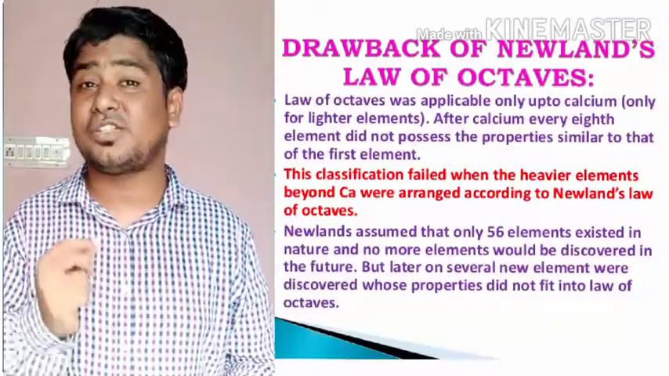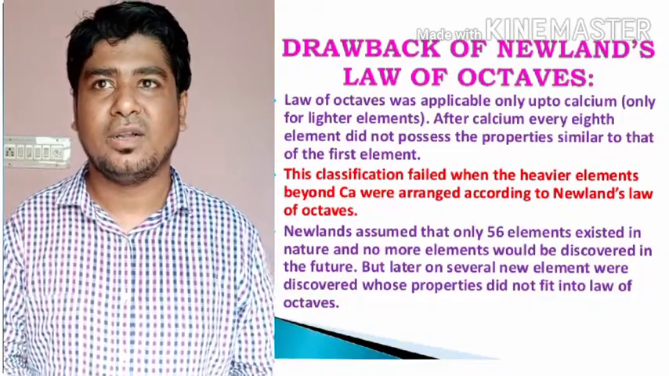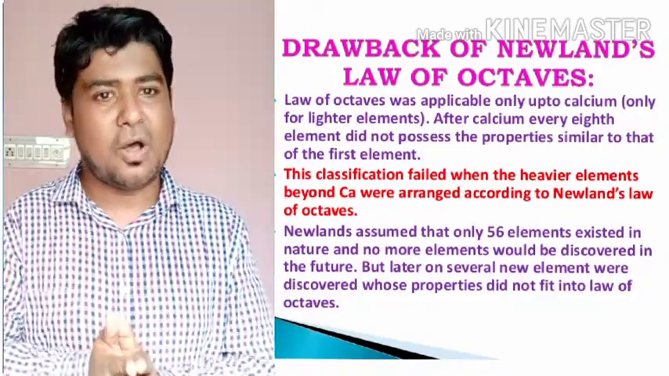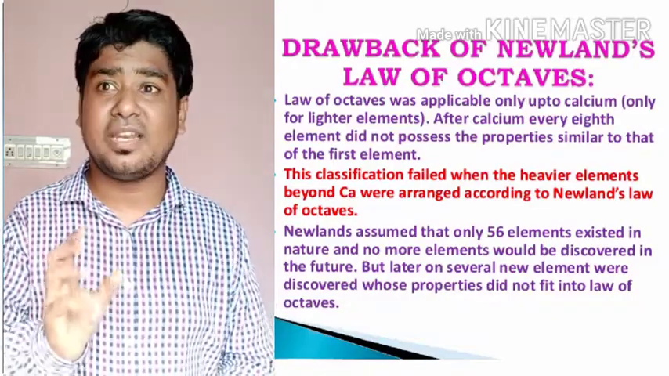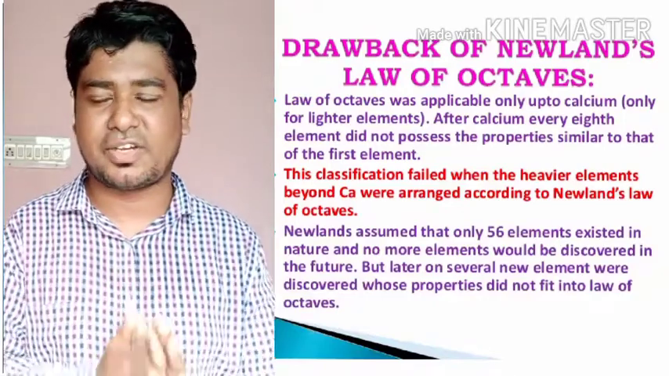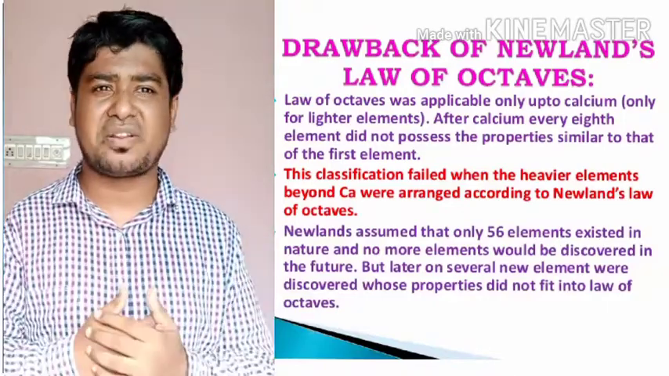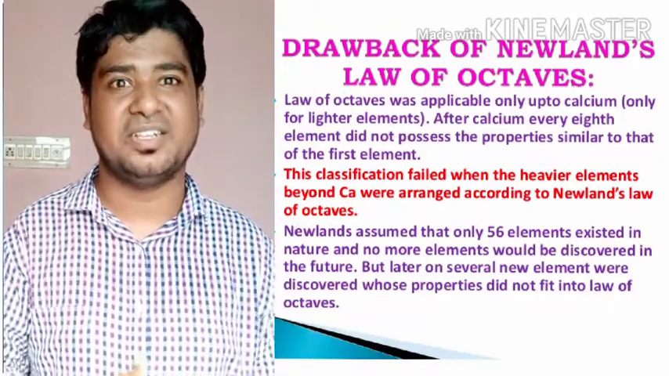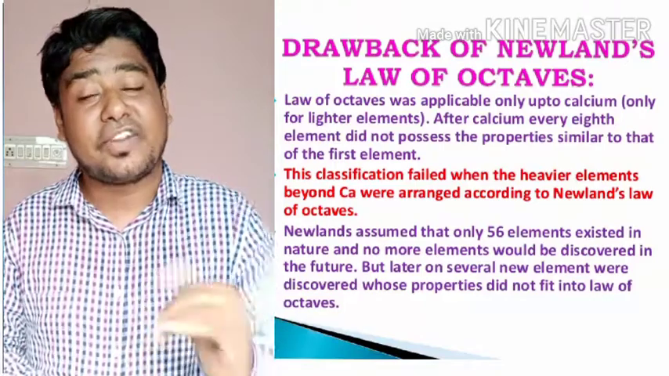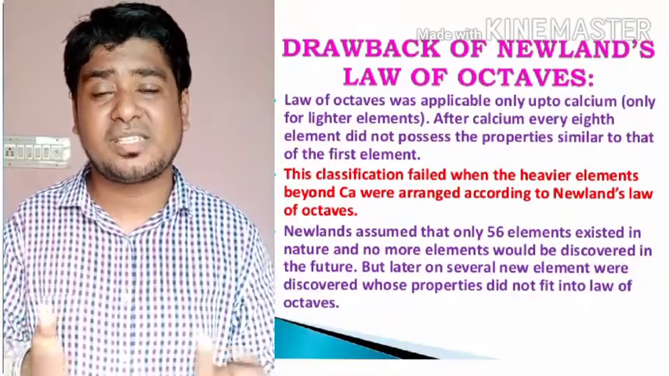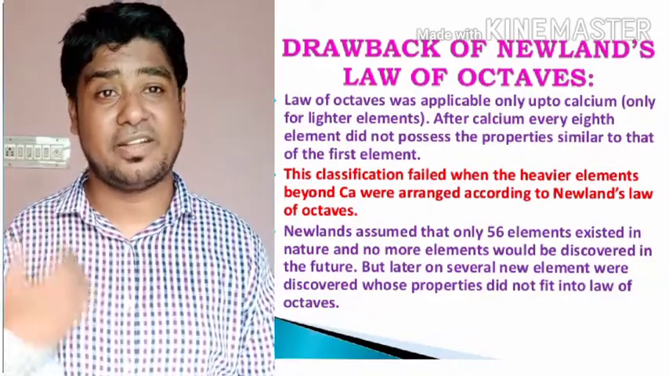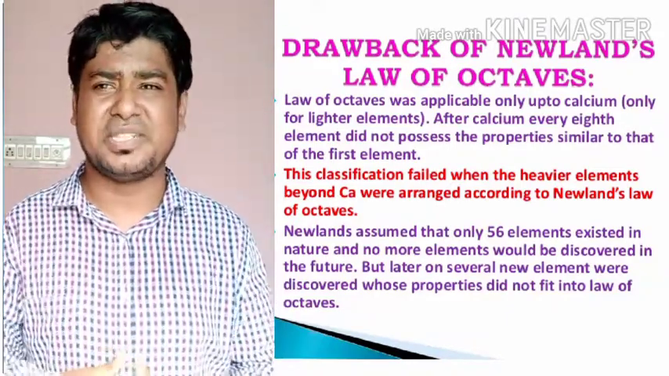Then apart from that also there were many demerits. What were they? His law could be applicable only to the lighter elements up to calcium. Up to calcium, this Newland law of octaves proved right. But after calcium, it got exhausted. Those couldn't fit into that. In the sense, after calcium, if you arrange the elements by atomic mass, every 8th element didn't show the similar properties of the first. So that was the backlog.